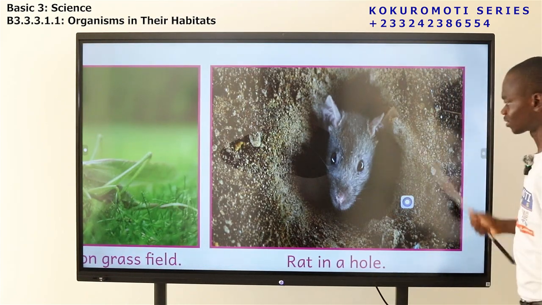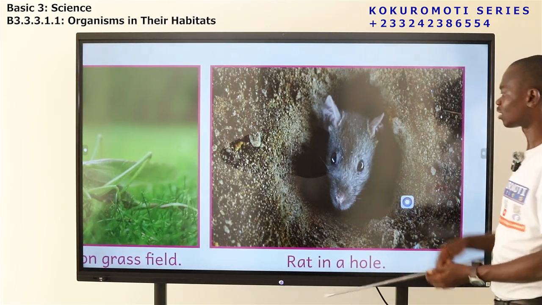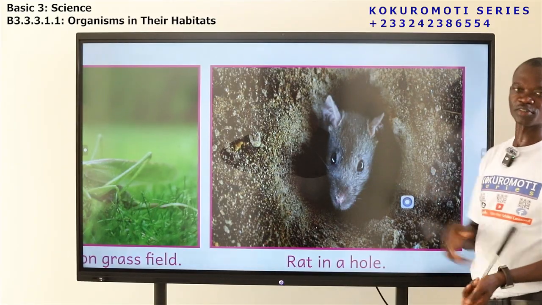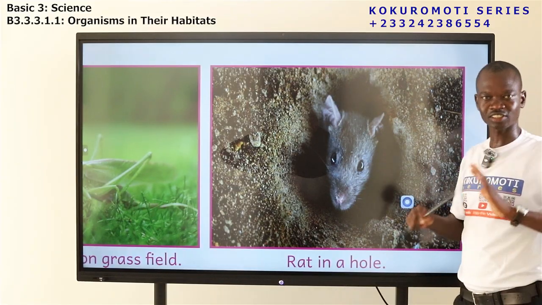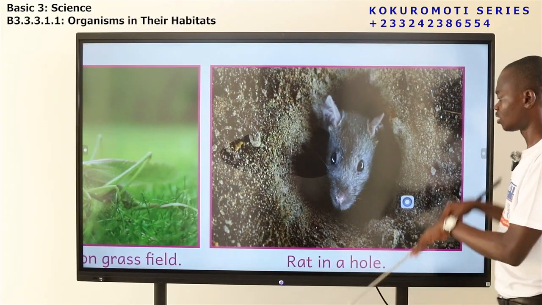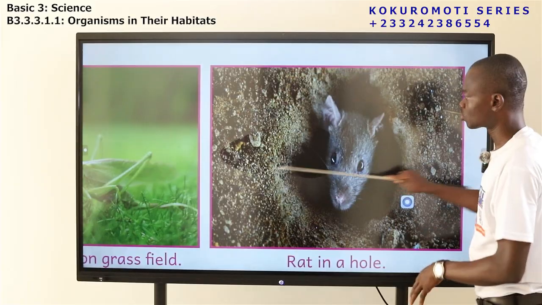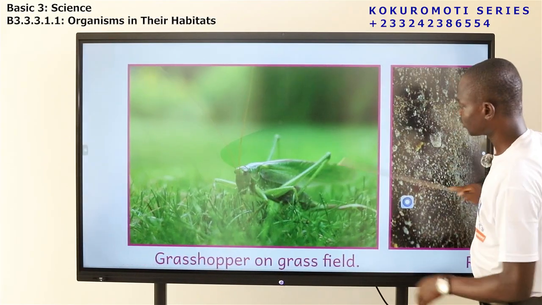Look at these rats. Yes, rats are also found in holes. You cannot see rats on top of a tree, because that is not the natural home. Their natural home is the soil, and they always find a way to create a hole in the soil and then live there. So let's come to another one.